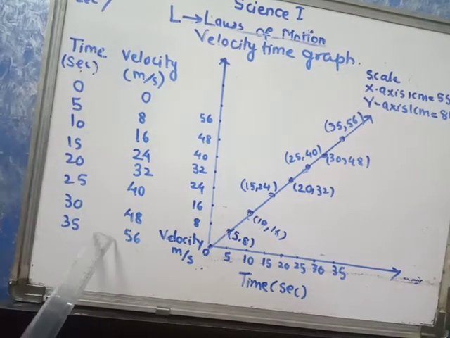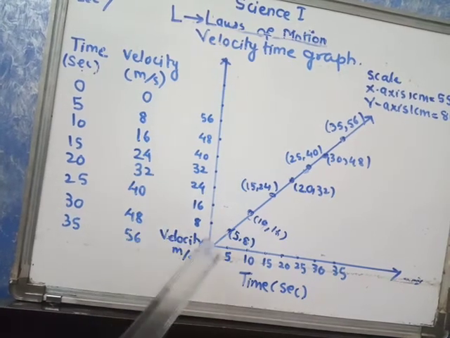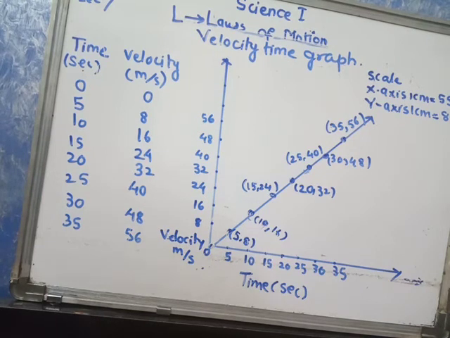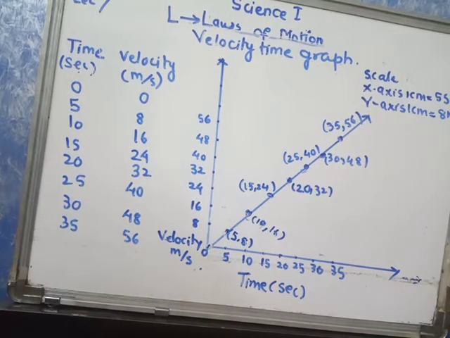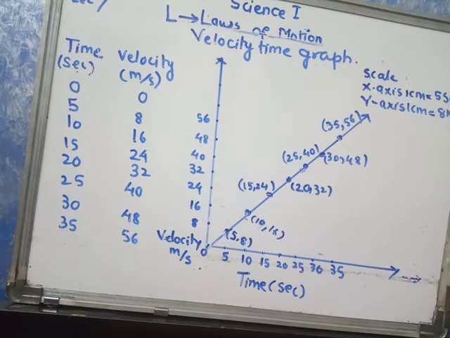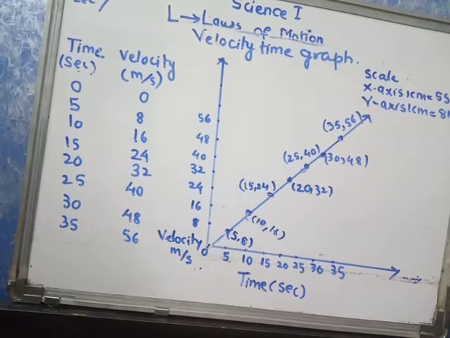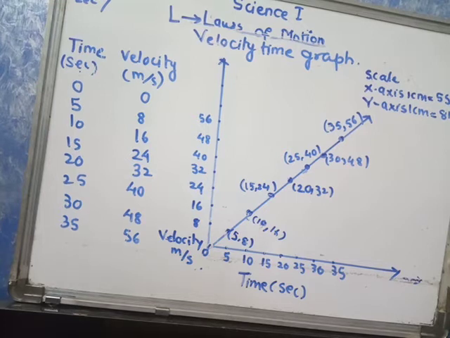Observe this table and the graph. The velocity changes by an equal amount in equal time intervals. Thus, this is uniformly accelerated motion. Like this, for all uniformly accelerated motions, the velocity-time graph is always a straight line. If there is non-uniform acceleration, then for non-uniformly accelerated motions, the velocity-time graph may have any shape depending on how the acceleration changes with time.